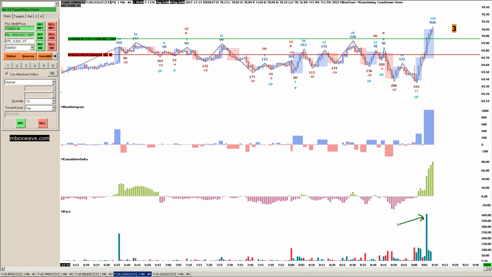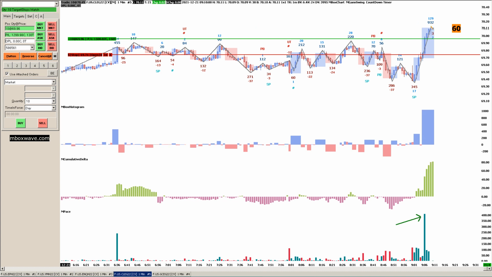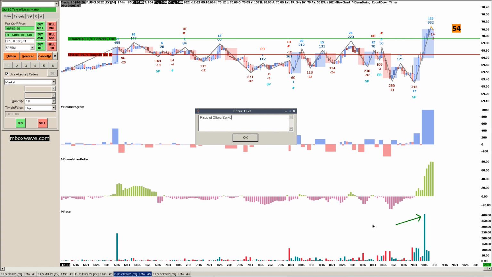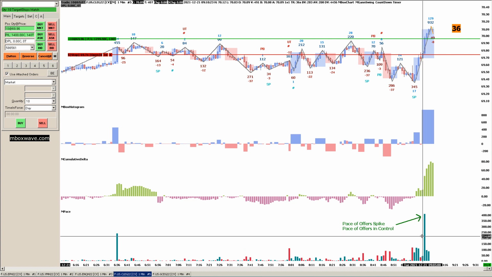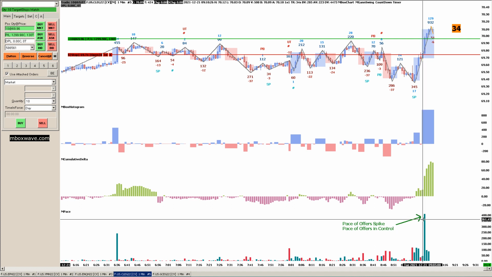So we had this spike of MPace, pace of offers, spike. And we also see that pace of offers in control. If you compare to the red bar histogram, we are in control and we have a huge momentum here. What's interesting is it happened at this breakout level, so that's not something to overlook either. This huge momentum happened at this breakout, so that's why I viewed it as strong.